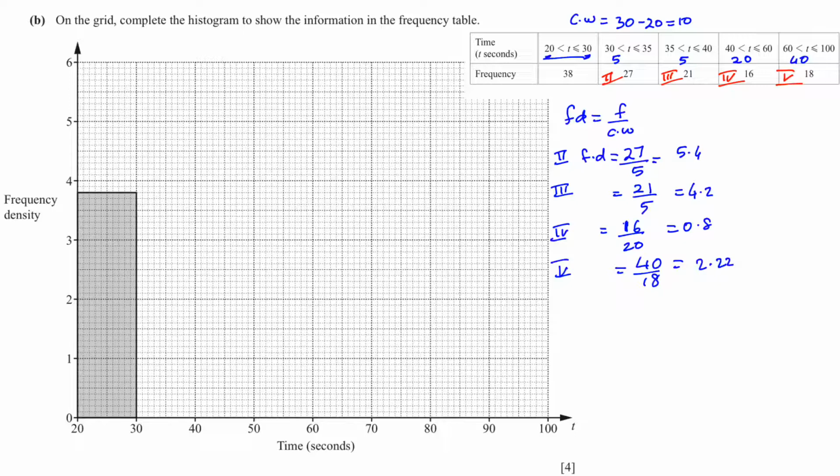The second one is 5.4. This is 5.4, it will be here somewhere, and 30 till 35. So this is 35. We draw the line here. That's our second bar. For the third bar, our class width is 40. So it's still here, and it is 4.2. So 1, 2, 4.2 is here.